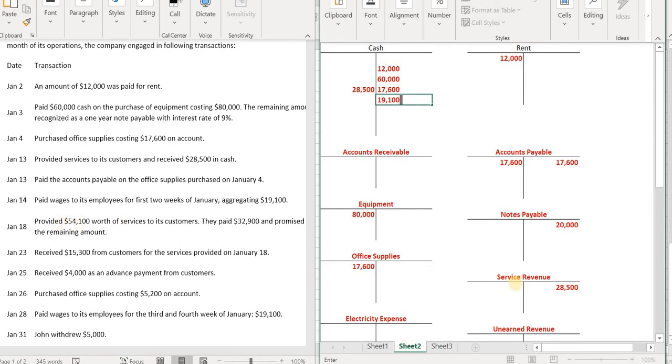So service revenue is going to be $54,100. It's a natural credit. We got cash of $32,900. We're going to increase that. And the difference, let me grab my calculator here, of 54,100 minus 32,900 is 21,200 of accounts receivable.